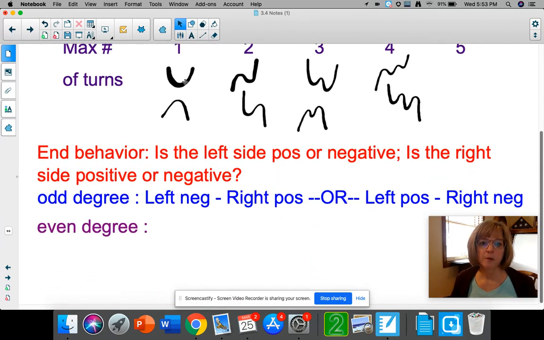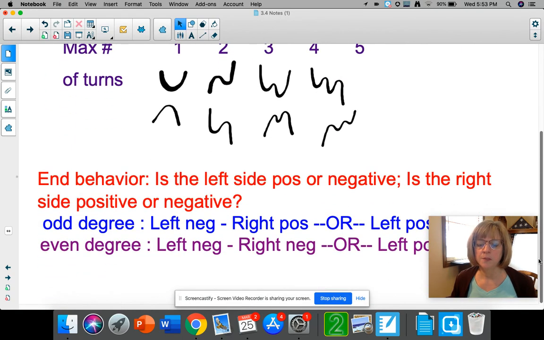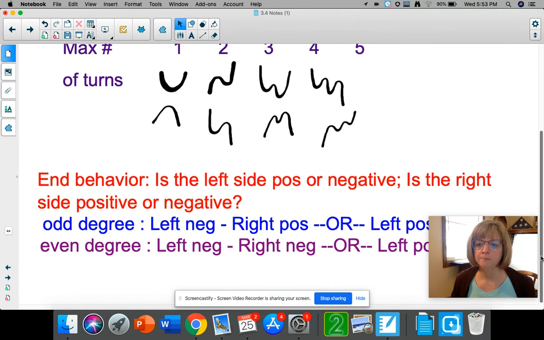Our even degrees start and end in a similar fashion. So in my parabola here, I have a left side that's negative, and I will have a right side that's also negative. In my 4th degree equation here, this W shape or the M shape, I'm going to have a left side positive, and I'll have a right side positive. So those are some things that can help us out when we do some graphing.